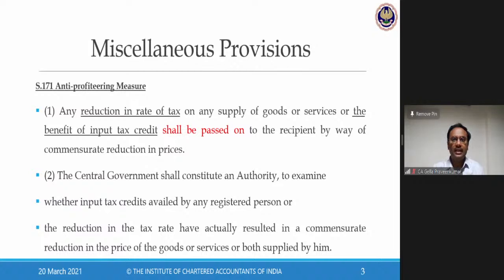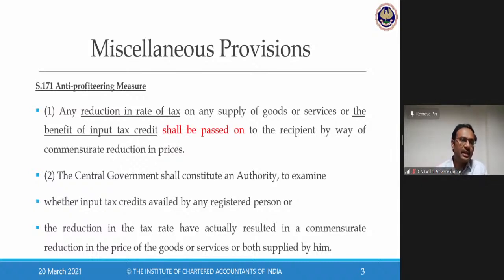Okay. Now, this topic called anti-profiteering is something I stopped at in our last session on miscellaneous provisions. As the name goes, the government wants to ensure that no one should get profited at the cost of someone else. I repeat, no one should get profited at the cost of someone else.